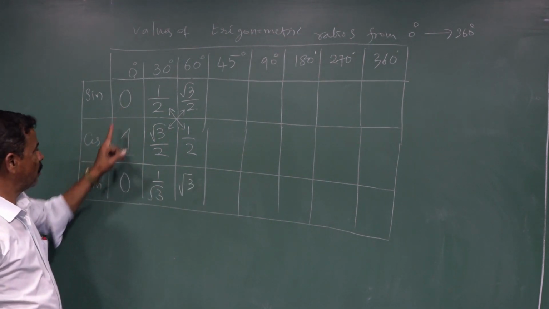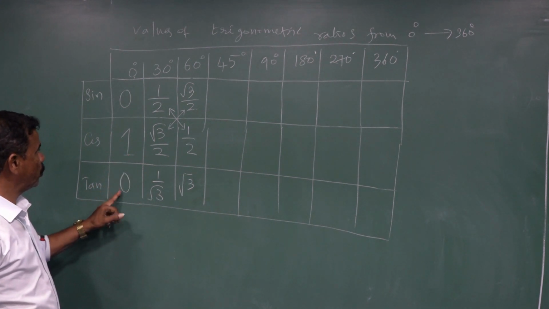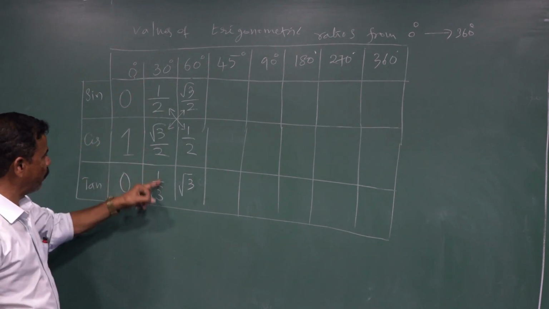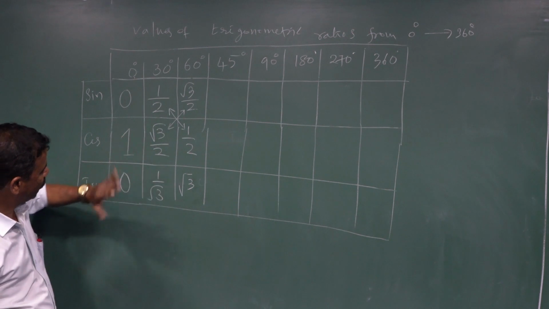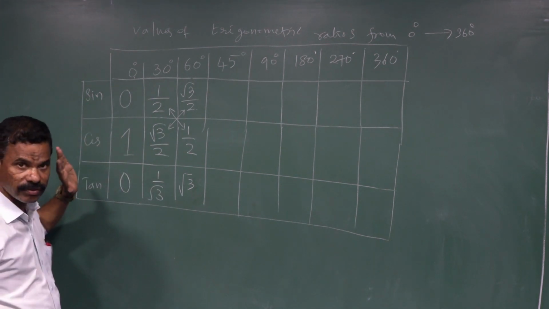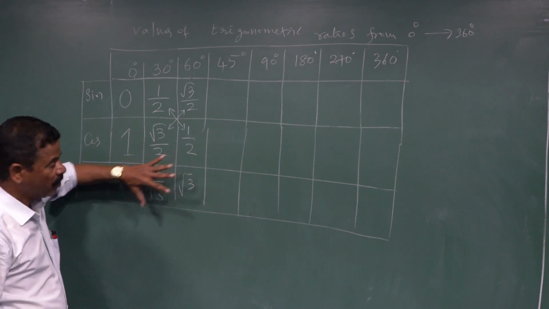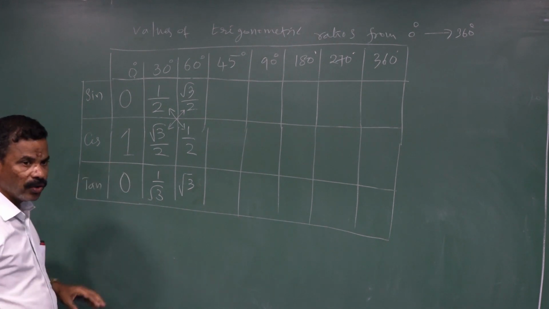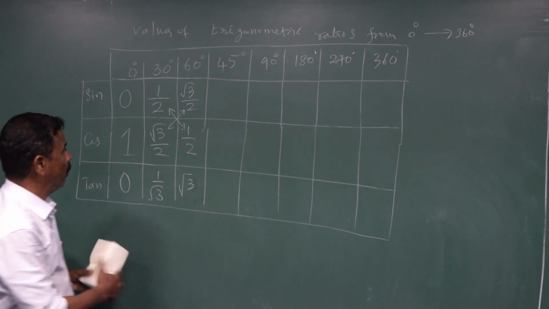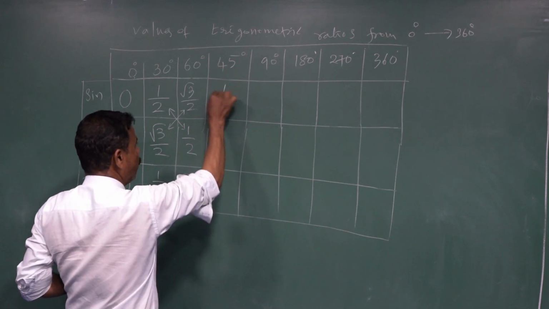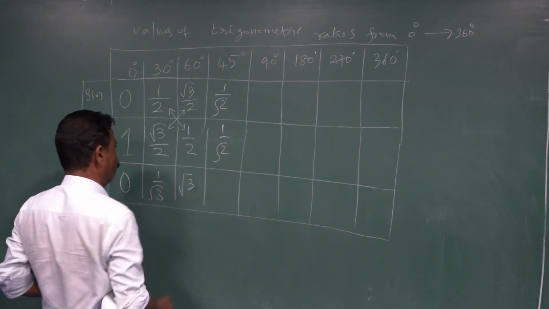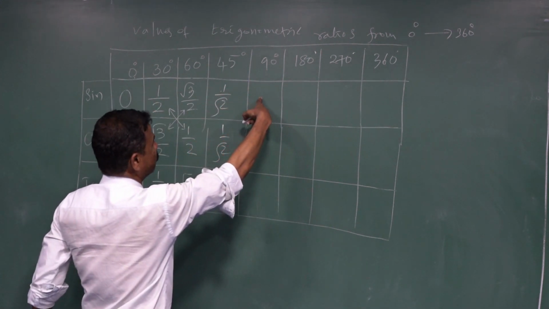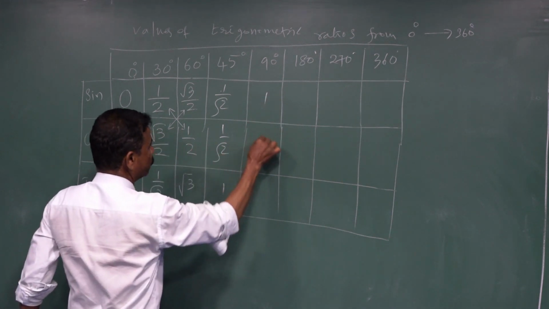Sin 0, 0 always, cos 0, 1, tan 0, 0, 0 by 1. Sin 30, 1 by 2, cos 30, root 3 by 2, tan 30, 1 by root 3. Tan is simple, sin by cos. If we know these values, automatically it will knowing to me. 45, sin 45, 1 by root 2, cos 45 also 1 by root 2. Now tan, 1 by root 2 by 1 by root 2, 1. Sin 90, 1. Cos 90, 0.